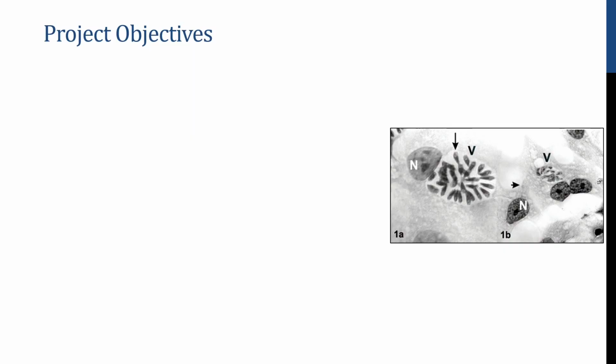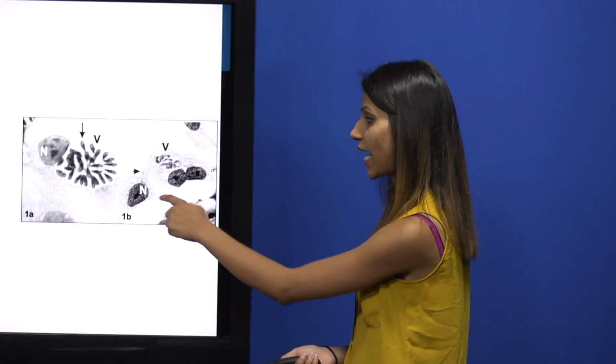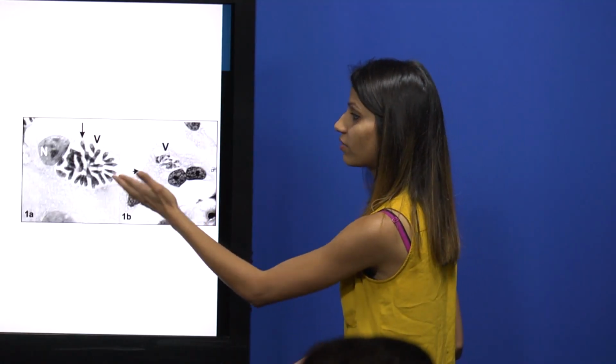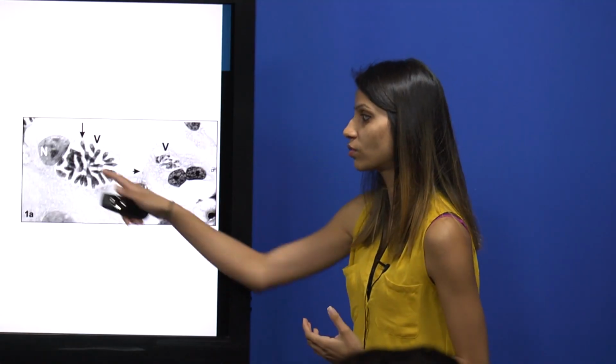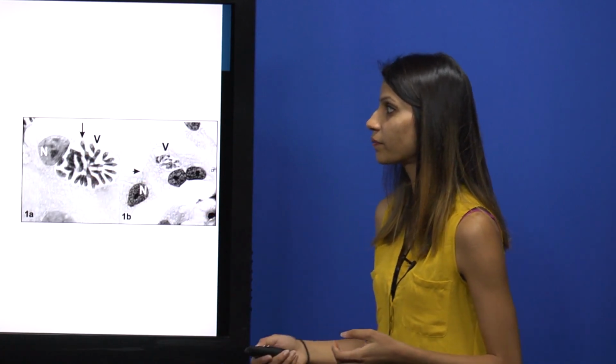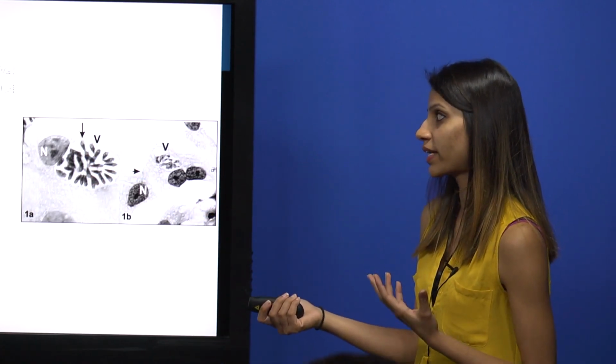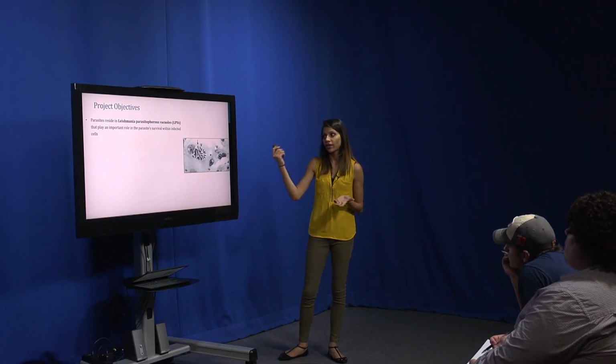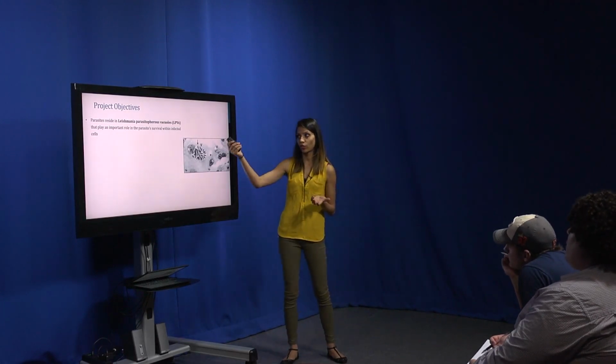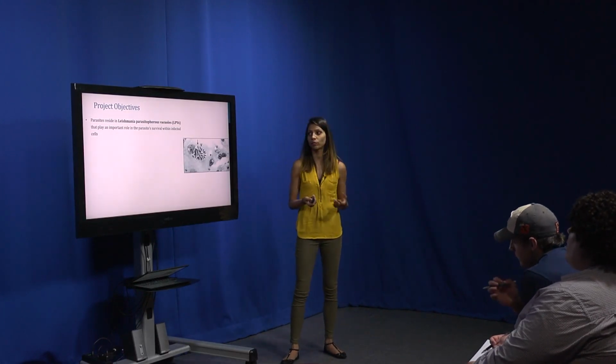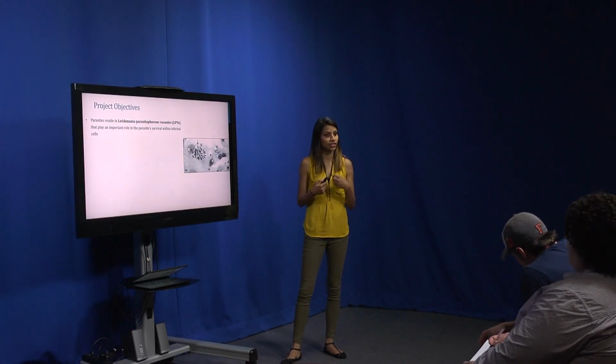So the project objectives. In this picture, the N represents the nucleus and the V represents the vacuoles, which contain the parasites. The project objective is based on the fact that the parasites reside in parasitophorous vacuoles, which may play an important role in parasite survival inside the cell.